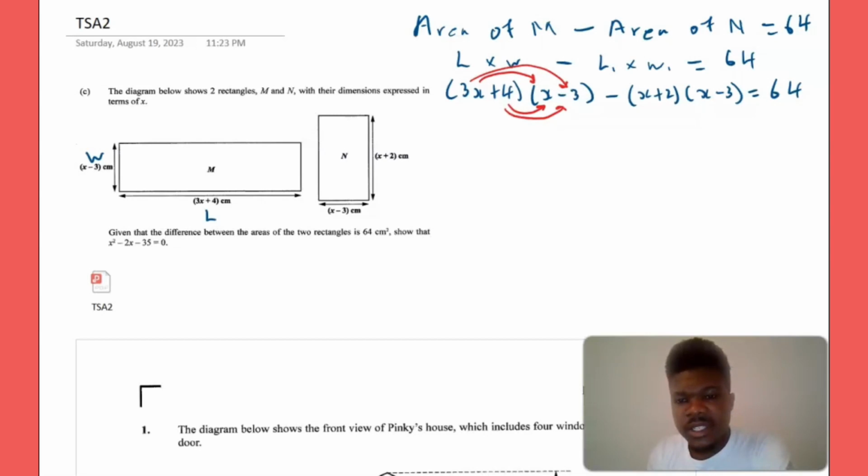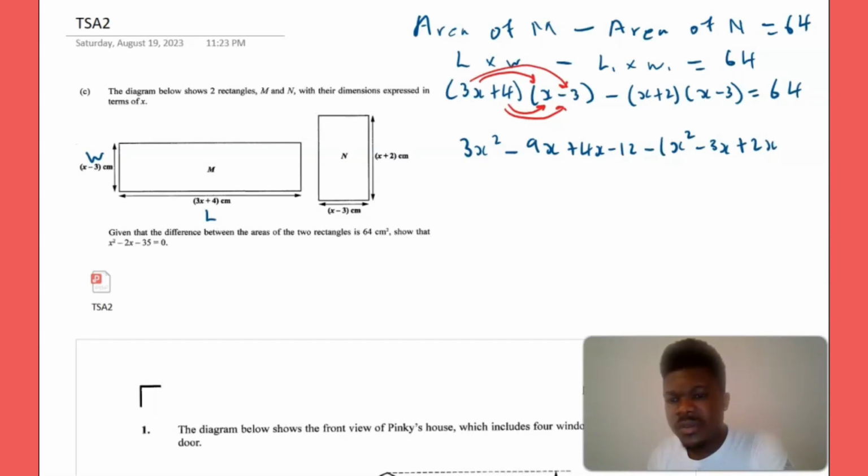So 3x times x is going to give us 3x squared. 3x times minus 3 is going to give us minus 9x. And then we move on to 4 times x, that's 4x. And then 4 times minus 3 is minus 12. Put our minus here. We're going to have to keep a little bracket here because these terms are going to be subtracted. So now we have x times x, which gives us x squared. Same thing we're doing over here. And x times minus 3 is minus 3x. 2 times x, that's 2x. And 2 times minus 3, that's minus 6, equals 64.